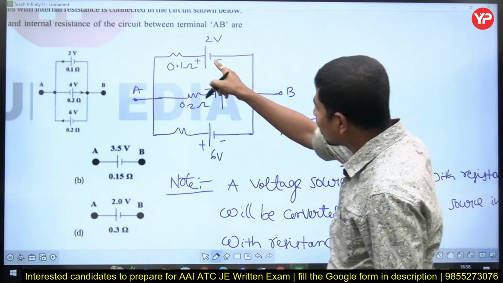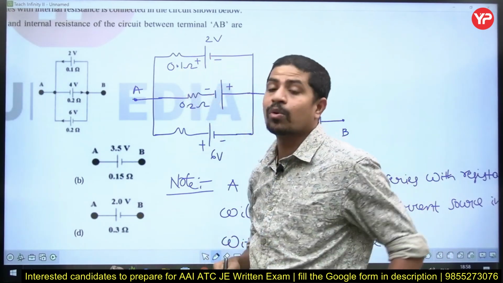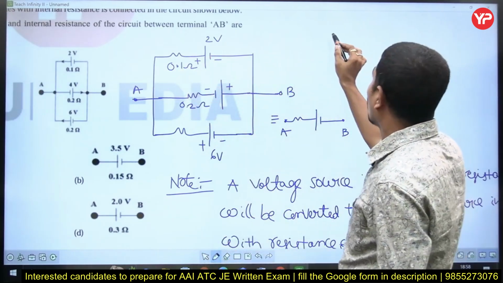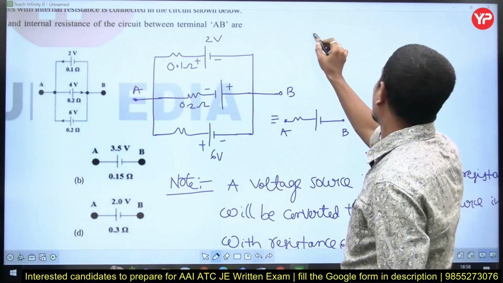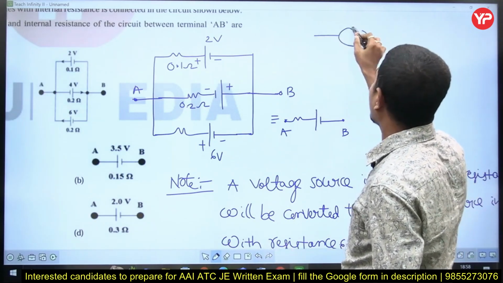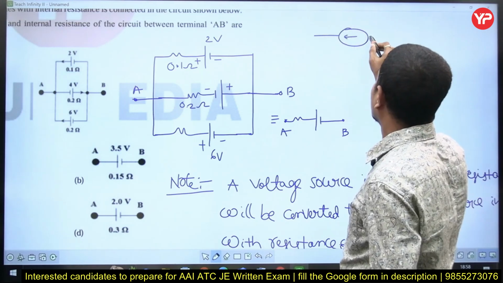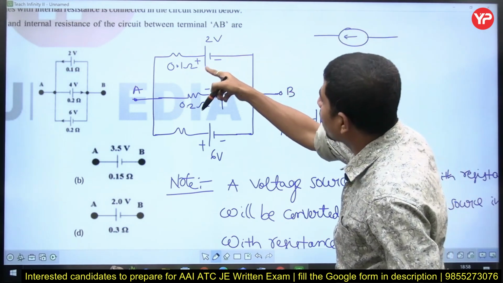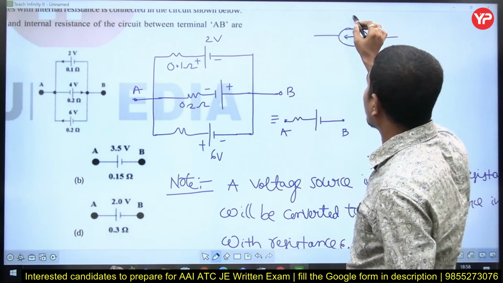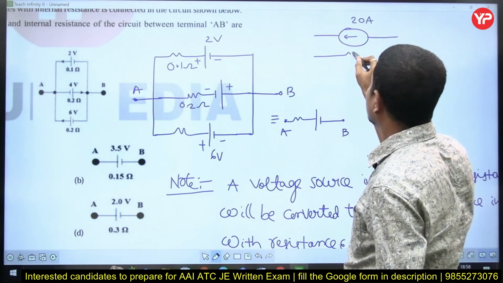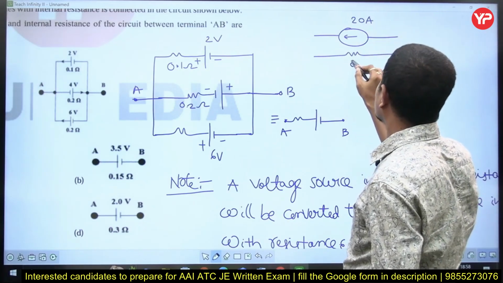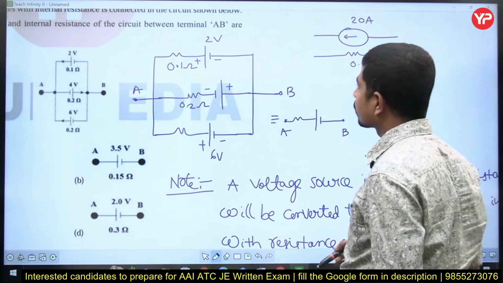Now the same concept we are going to use for this. A voltage source in series with a resistance is converted into a current source in parallel with the resistance. I am going to get a current source with the arrow in this direction. How much is the current? 2 divided by 0.1, that is 20 amperes in parallel with a resistance of 0.1 ohm.